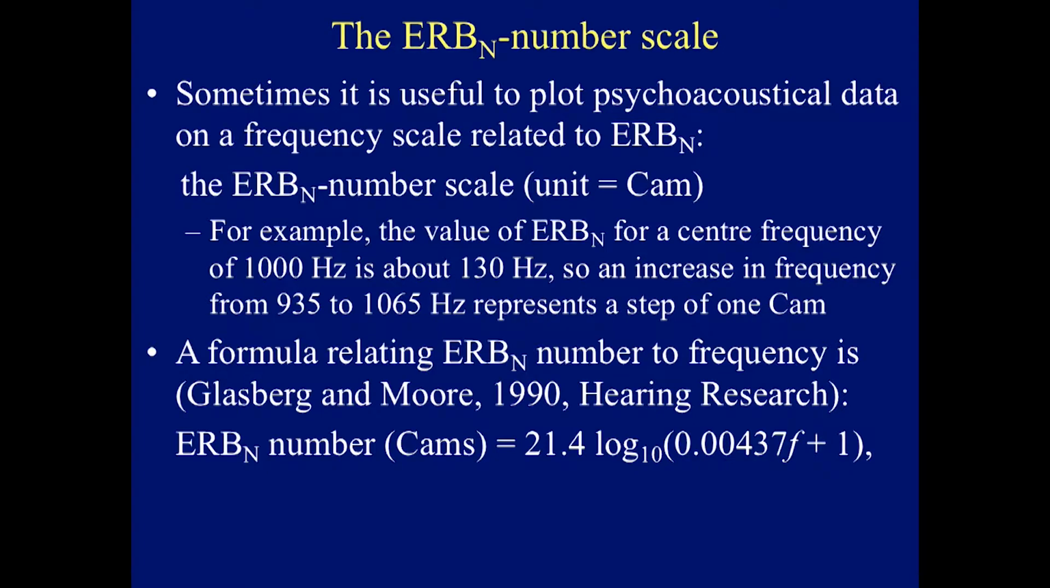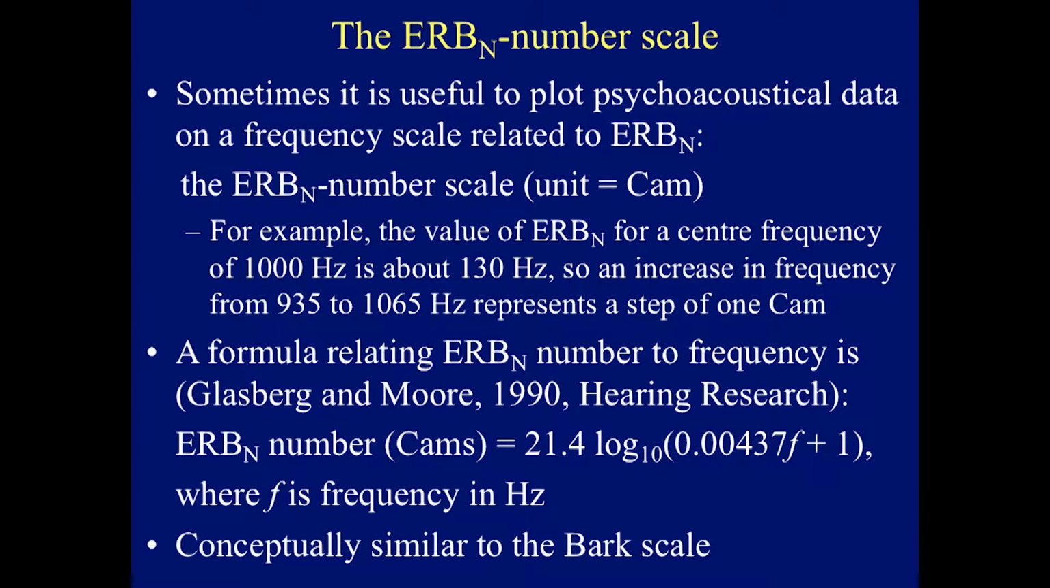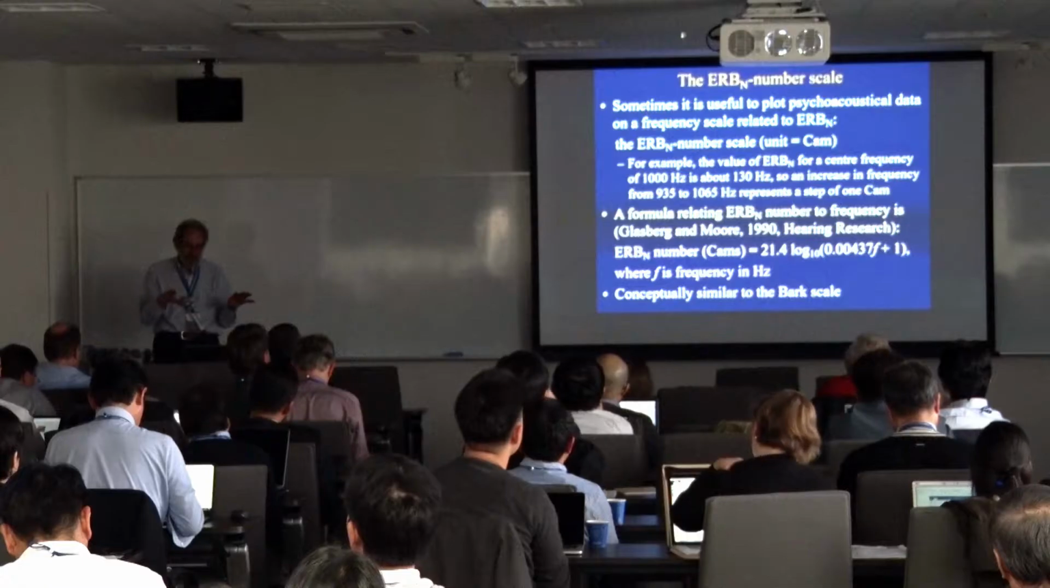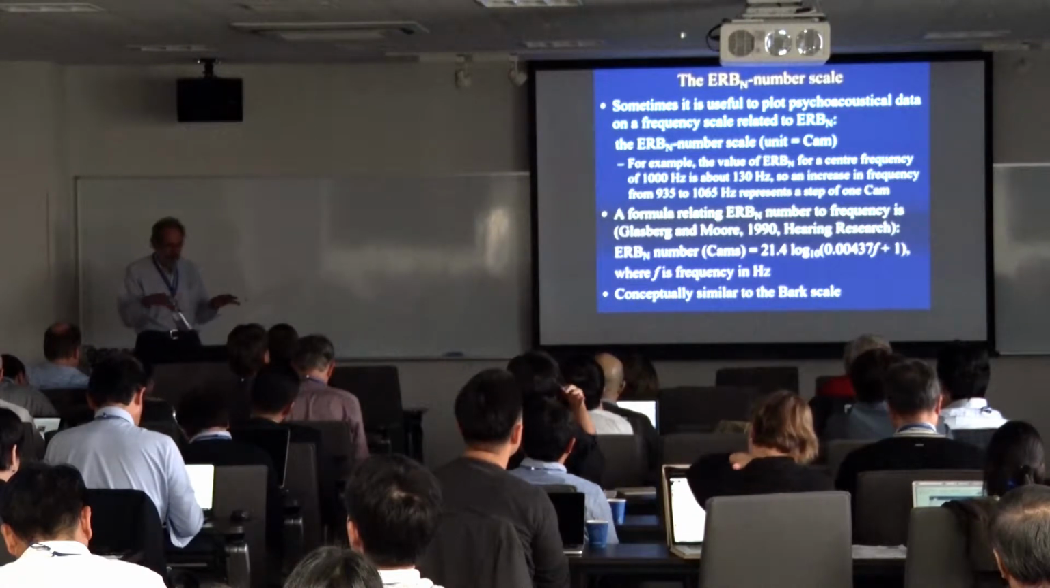And a simple formula relating ERB number to frequency is given here. Again, F is frequency in hertz. And this is conceptually similar to the Bark scale, but it's better because it's based on the right data. Okay, and in what follows, in the models that I'm going to be talking about, we transform the frequency scale to an ERB number scale.